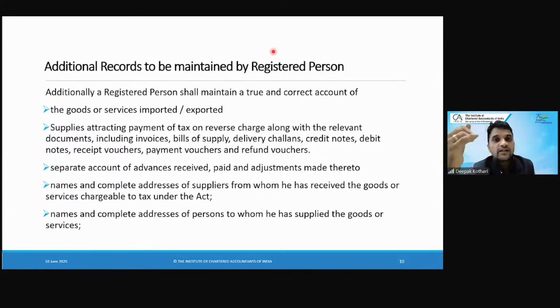ओके, अलॉन्ग विद द रेलेवेंट डॉक्यूमेंट्स, मतलब सप्लायर अगर इनवॉइस देता है तो इनवॉइस, बिल ऑफ सप्लाई देता है तो बिल ऑफ सप्लाई, डिलीवरी चलान, क्रेडिट नोट, डेबिट नोट, रिसिप्ट वाउचर, पेमेंट वाउचर, ये सब आपको मेंटेन करना है. क्योंकि ये वैसे भी आप जनरेट कर ही रहे हो तो फिर इसका समरी बना देना. ठीक है. देन सेपरेट अकाउंट ऑफ एडवांसेस रिसीव्ड, पेड एंड एडजस्टमेंट देयर ऑफ, क्योंकि जीएसटी पेएबल है सर्विसेज पे either on raising the invoice or receipt of advance, whichever is earlier.